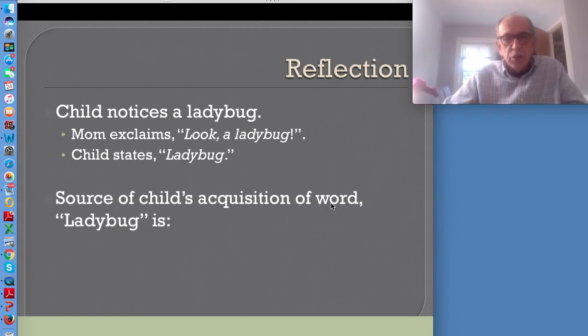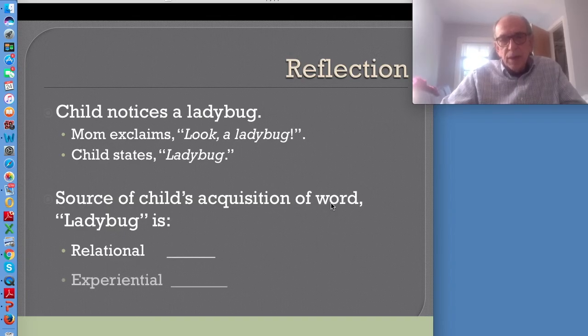What would have been the source of the child's acquisition of the word ladybug in this case? Is it relational or experiential? That is, from a specific experience in interaction with somebody else or in the environment somehow. I'll give you 1 second to answer that question for yourself, but I think we would all have to say experiential. The child experiences the ladybug and mom's labeling of the ladybug. Look, a ladybug.